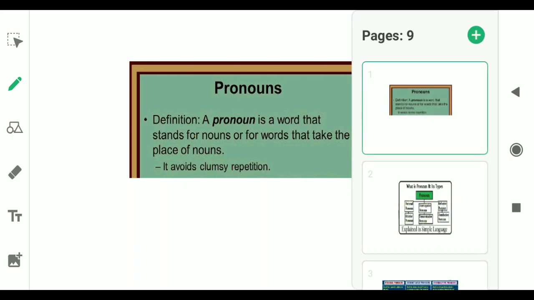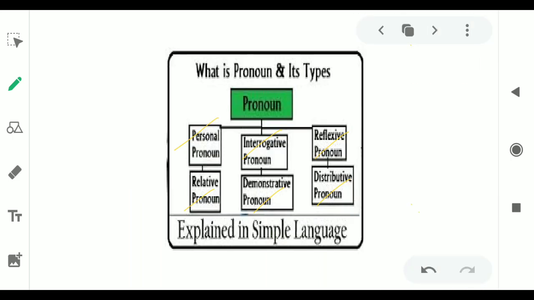What are its types? First one is personal pronoun, second one is interrogative, third one is reflexive, fourth one is relative, fifth one is demonstrative, and sixth one is distributive pronoun. So now what are personal pronouns, interrogative pronouns, reflexive pronouns, relative pronouns, demonstrative pronouns, and distributive pronouns? Let's see.